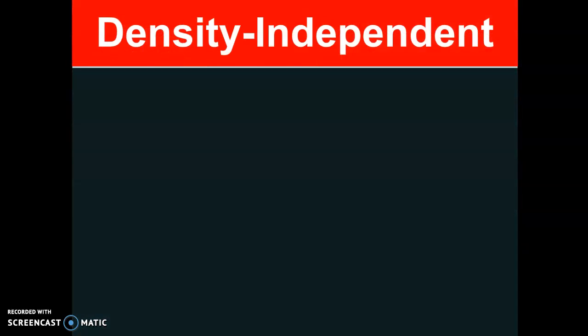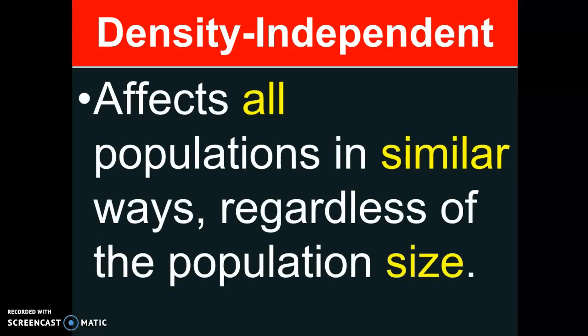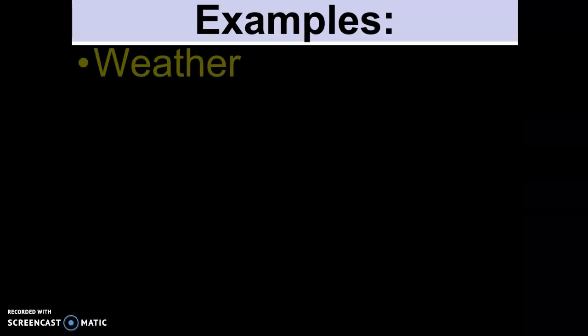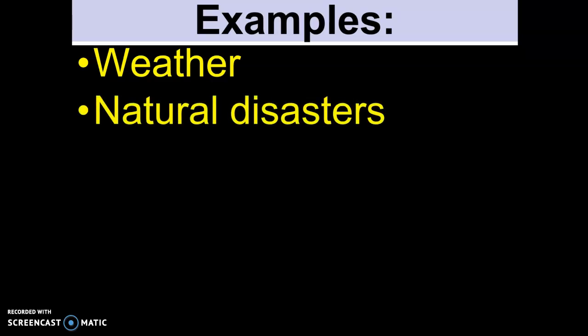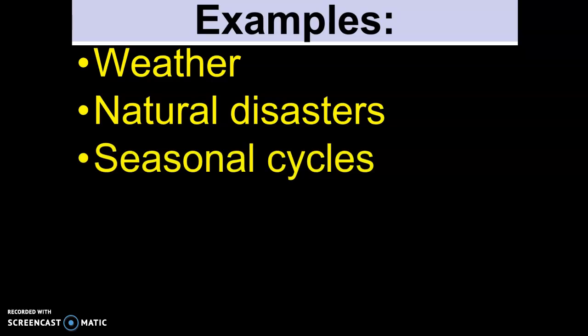Okay, and then independent, it is independent of the density level or the size. It affects all populations in similar ways, regardless of the population size. So some examples. Weather. If it gets really hot and it forms a drought, or it's really windy, high temperatures, low temperatures, that can really affect species. Doesn't matter if there's 5 or 500, that weather is going to affect it no matter what the size is. Natural disasters, hurricanes, droughts, tornadoes, earthquakes, they're going to affect the population regardless of the size. Seasonal cycles, when winter comes in and things like that, that can affect it.